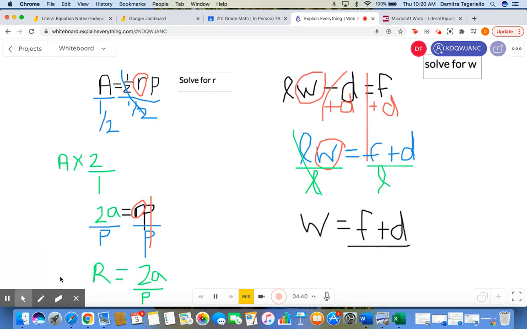So all you have to do when you're solving literal equations is make sure that you are using inverse operations and simplifying the most, just like we did on the left side, how we got rid of the 1/2 and simplified it to become 2a. So keep that in mind when you're working with literal equations, using the skills you know.